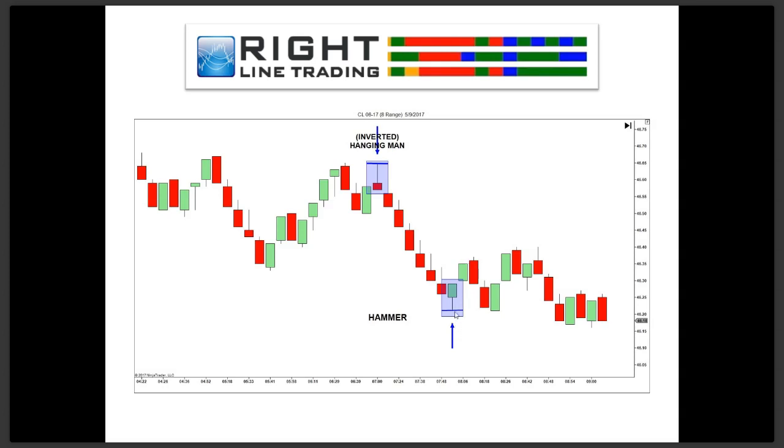Now, I created this hammer here, but I want you to understand this is just barely a hammer. A hammer should have a wick that's at least 1.5 to 2 times as big as the candle body. This is more, in looking back at this, I don't like this as a hammer. So let's get rid of it. This is a perfect hanging man.